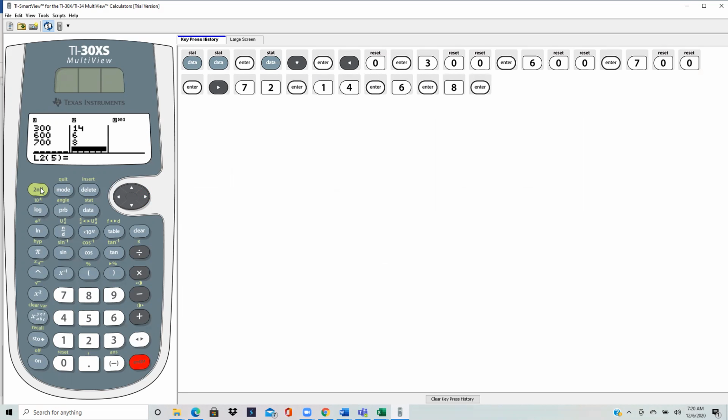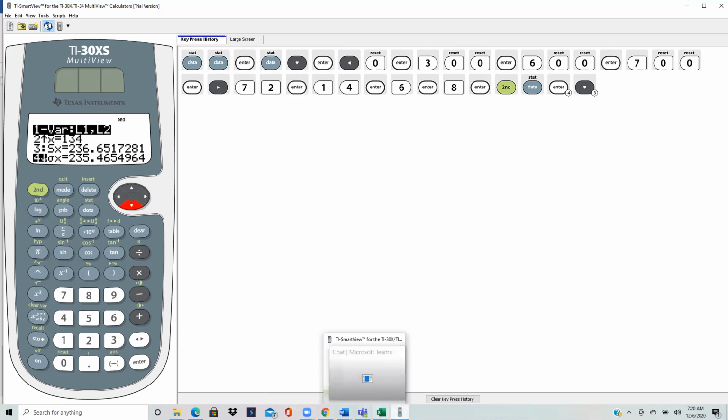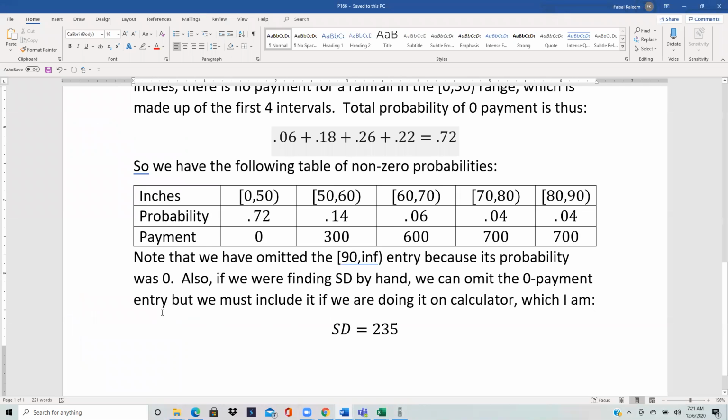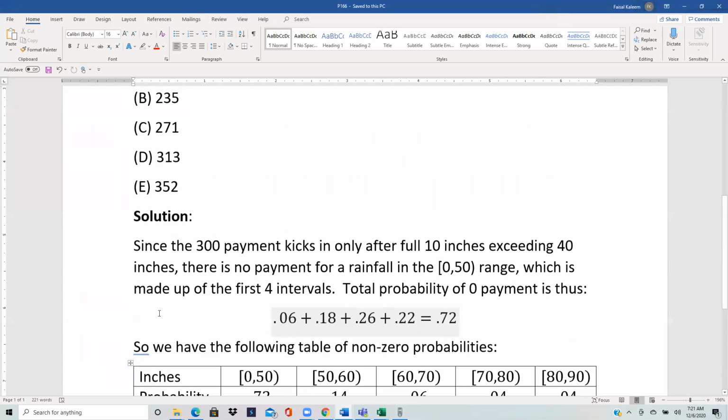Then I do second stats and enter, enter, enter, enter. Remember, for a probability distribution we're always looking for the population standard deviation, not the sample one. So sigma x is 235, and that is the answer: 235. And that was choice B.